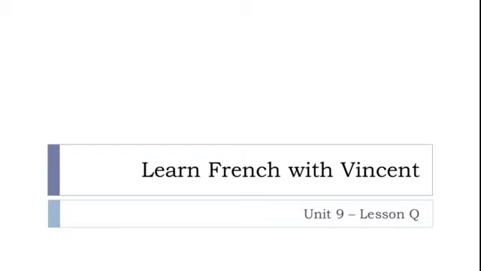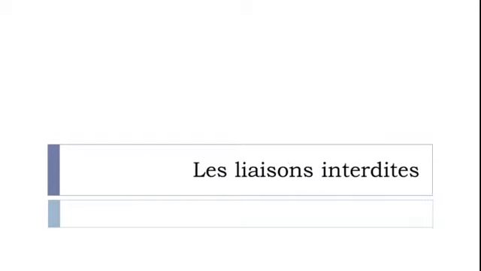Bonjour à tous and welcome to Learn French with Vincent, and this is Unité 9, leçon Q. And in this lesson we'll see together les liaisons interdites. So remember, les liaisons, it's actually this little link that we can put between the words when we read or when we speak.